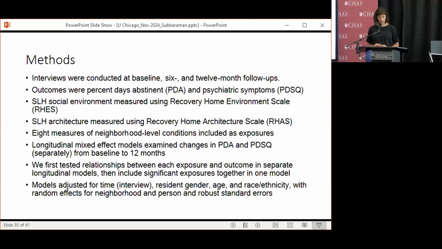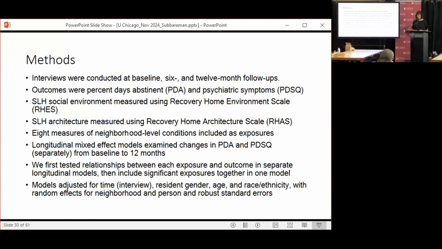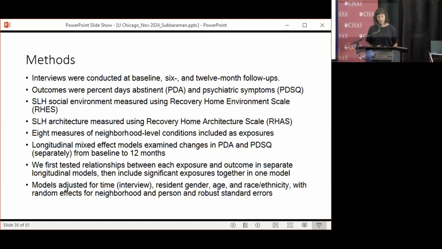We collected longitudinal data from these folks across 3 time points. And our outcomes here are percent days abstinent and psychiatric symptoms as measured by the PDSQ. To look at the social environment, we again used the REIS. To look at architecture, we used the RAS, the Recovery Home Architecture Scale, which I'll go over in more detail.